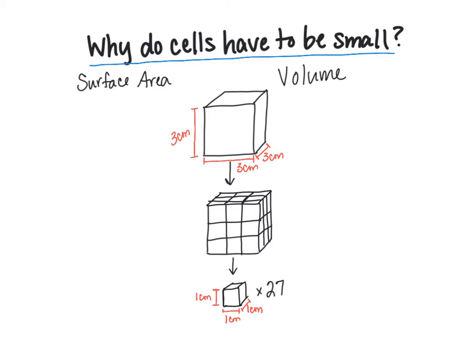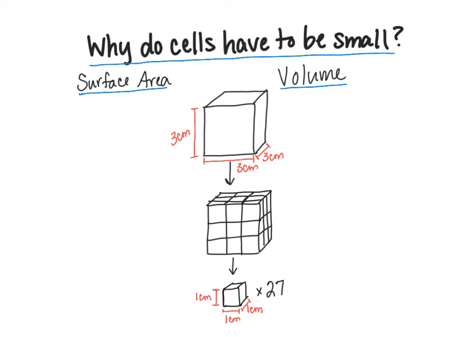And so this explains why that needs to happen and why it would not be possible for us to be made of just one big cell. When it comes to cells and the reason why they have to be small, it really has to do with these two characteristics of a 3D object. And those characteristics are surface area and volume.